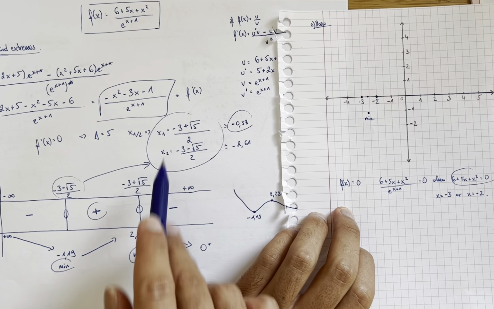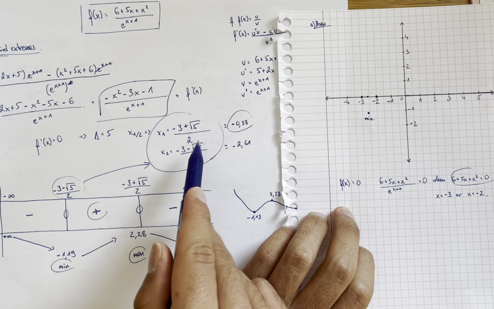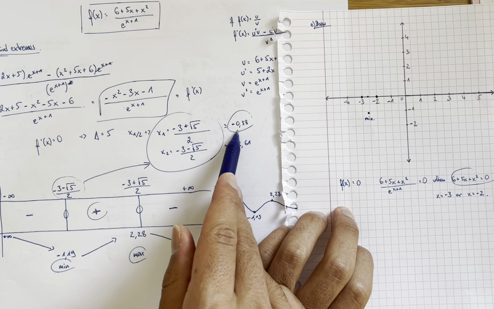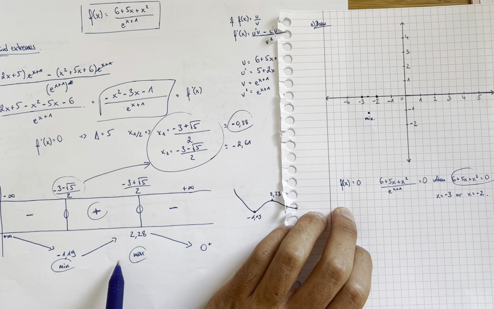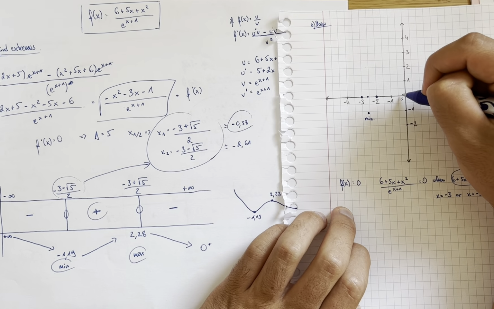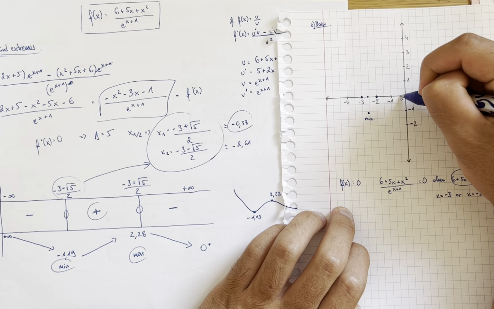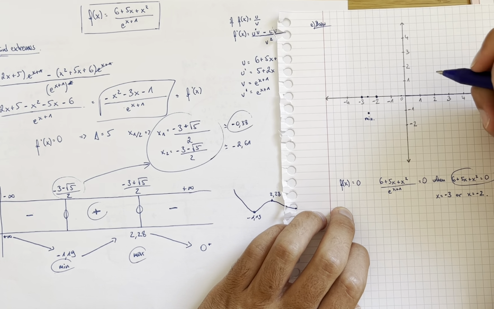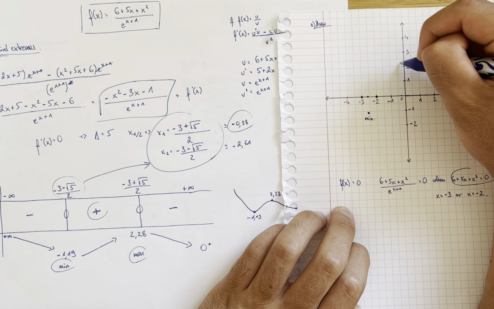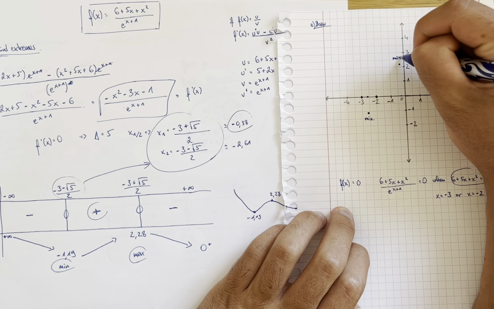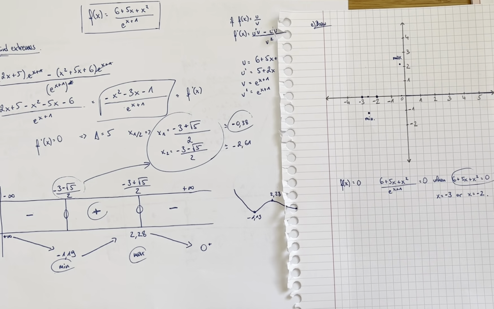Well, now we have to do the same for (-3 + √5)/2, which is approximately minus 0.38, and that is equal to 2.28 as a maximum. So minus 0.38, approximately here, like this, and this is equivalent to 2.28 as a maximum. All right, that is all we needed from the first derivative.